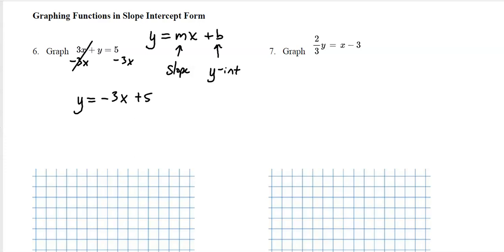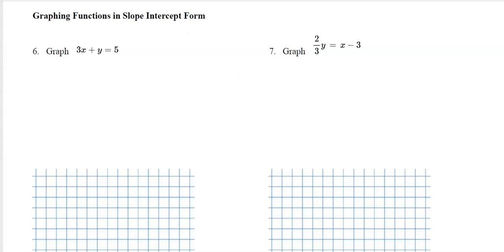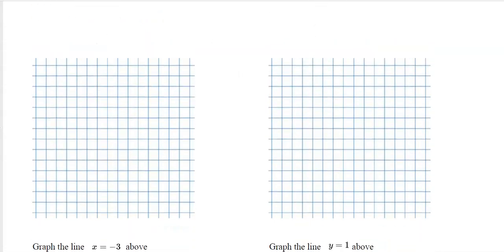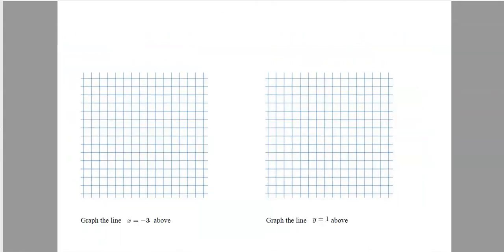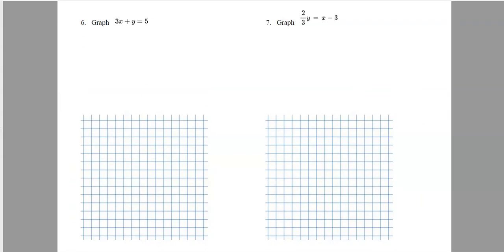And I think I want to, let me move this down just a little bit so we can get the graph on here. I have to shrink it just a tad. I want to be able to see the problem, and there we go. All right, so I moved the 3x over, I get y equals negative 3x plus 5.